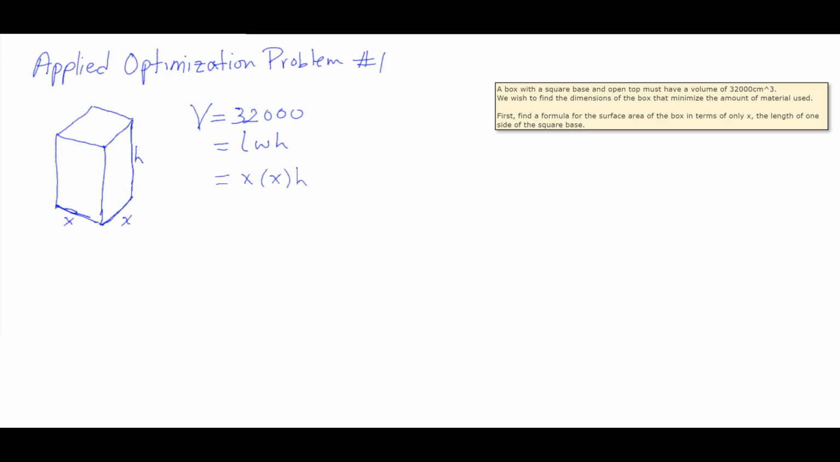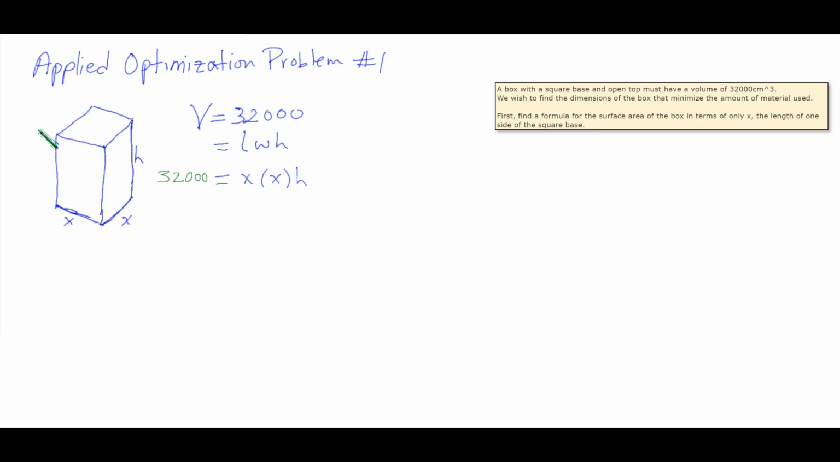Well, the only thing we don't know is h. So we're going to have to use the fact that 32,000, which is the volume, is equal to length times width times height, or it's equal to x squared times h. To find how to represent the height of the box in terms of the variable x, this is going to help us do that.